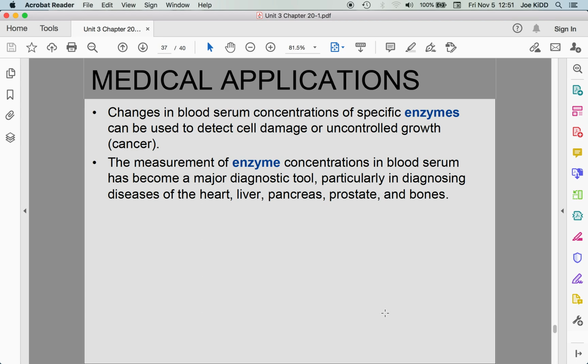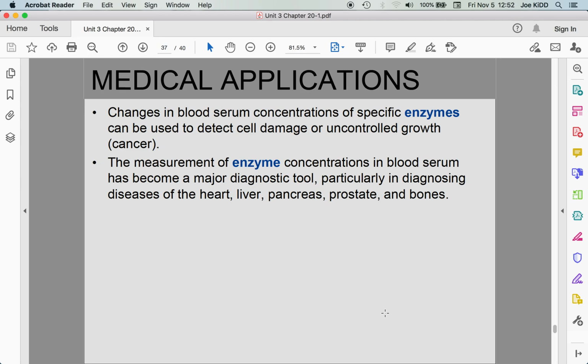Oftentimes, misregulation of enzymes accounts for a very large number of the maladies that we experience as humans. Anything from being turned on when they're supposed to be turned off, being turned off when they're supposed to be turned on, or overturning too many substrates. These are all uncontrolled regulations and can lead to other issues, like uncontrolled growth of cells, which would be cancerous.